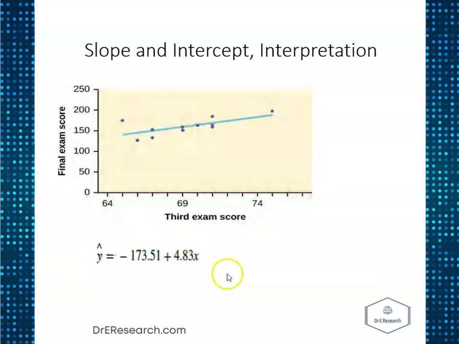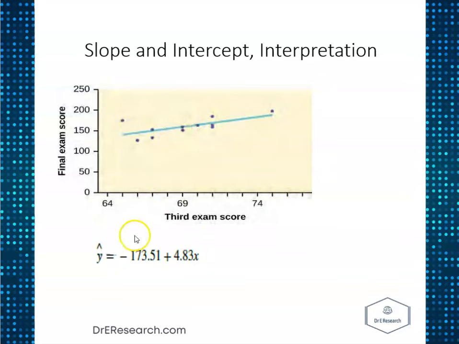And my software tells me this is my equation of the line. And this is y hat, again, that predicted y hat, equals, this is the y-intercept, plus 4.83x. So this is the line supposedly associated with this situation right here, okay?